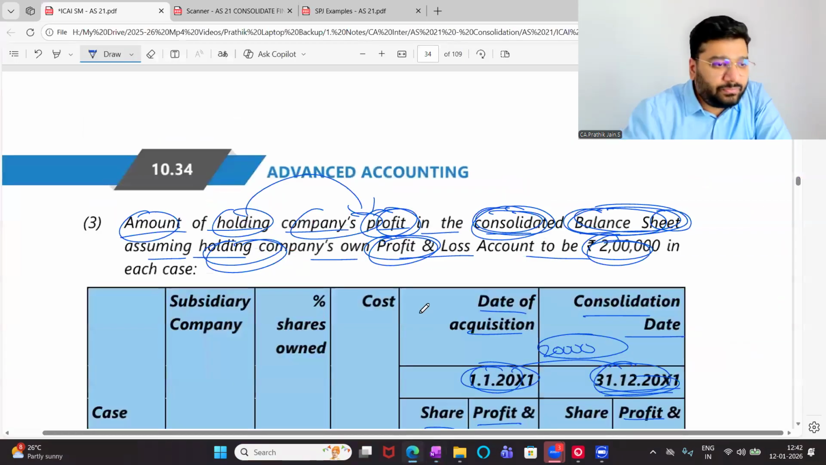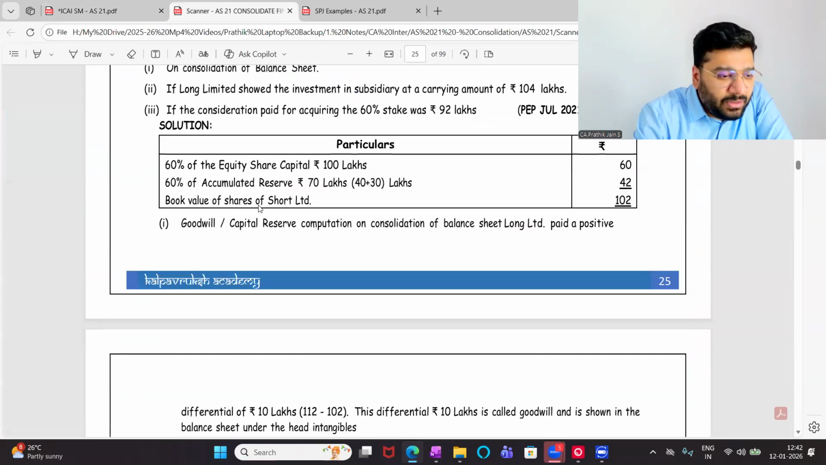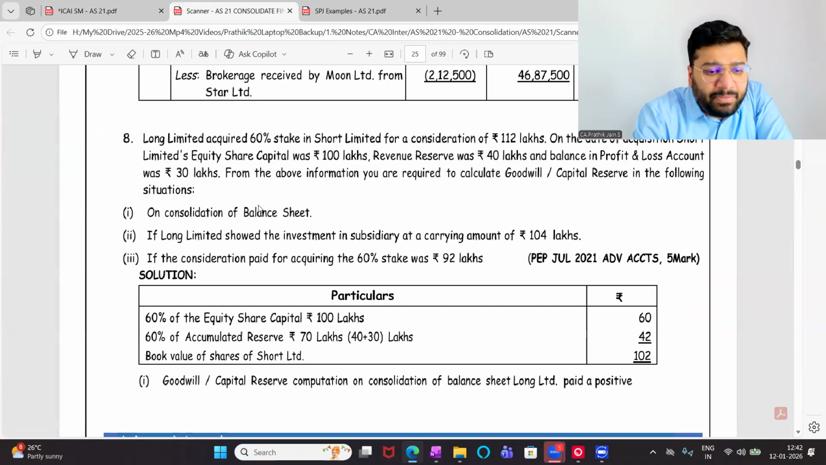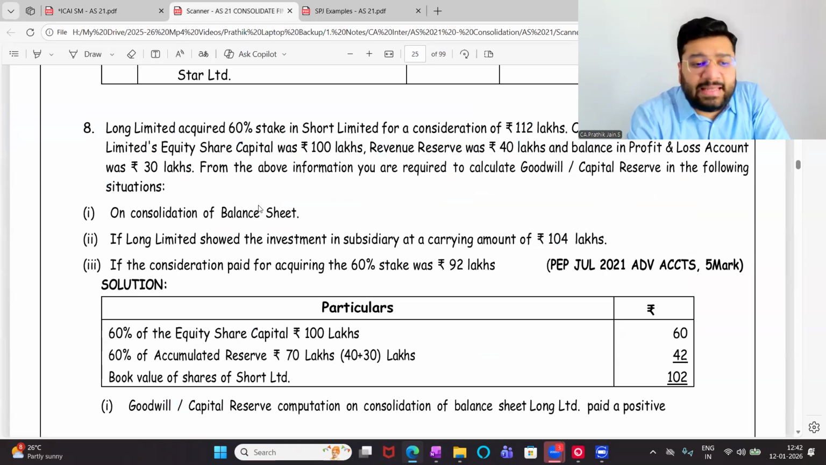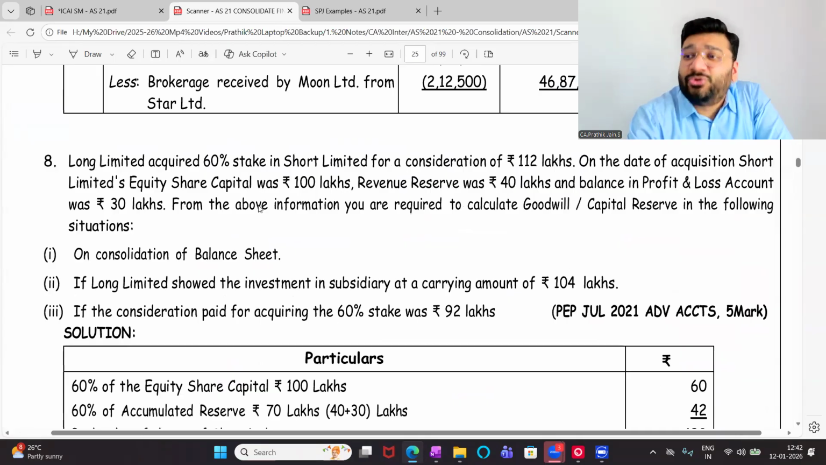Can I continue? Now from here, we'll go to scanner question 8. This question is your July 2021 examination question, the COVID question. The exam got postponed from June, so June became July. This is the July 21 question for 5 marks.